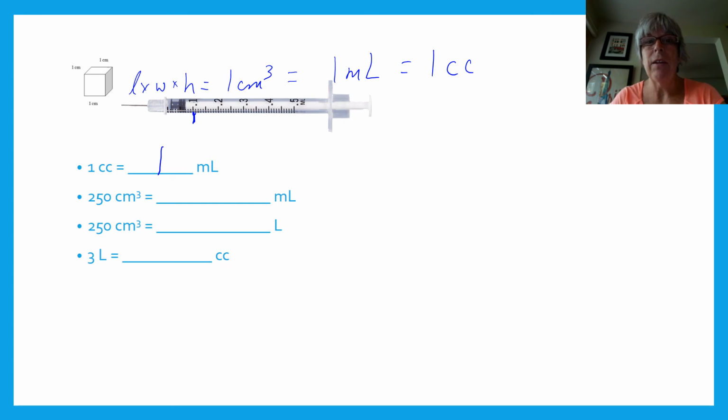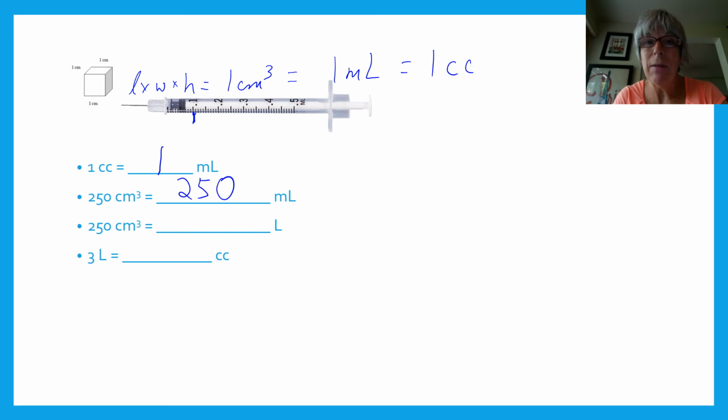Pause the video, take a little time, see if you can figure out the next 3, and then when you're done, come back and we'll see if you got them right. Okay, hopefully you paused the video and you're back. 250 cubic centimeters is 250 milliliters.